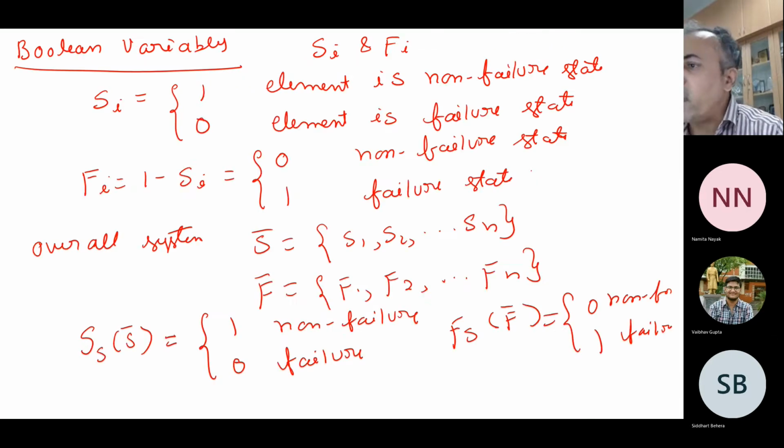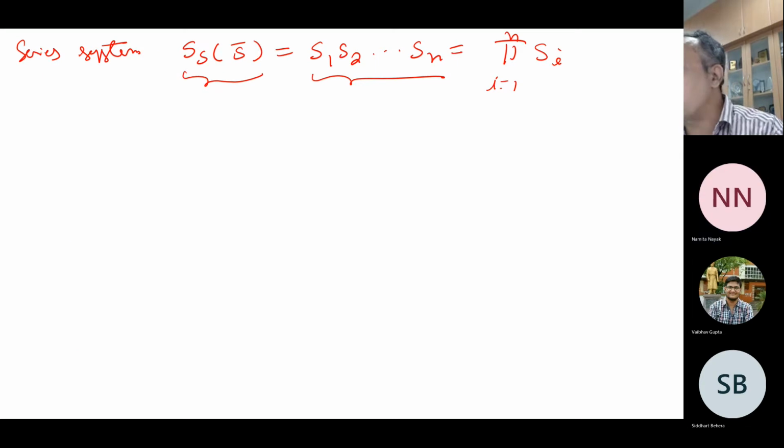Now Si, if it is non-failure, it is equal to 1 actually. Failure means it is equal to 0, basically. Suppose S3 fails, what will be the total system S bar? If S3 is equal to 0 and all other elements are 1, 1, 1, 1, 1, 1, the product is 0. That means the system has failed actually. So using these variables, we can represent it like this also.